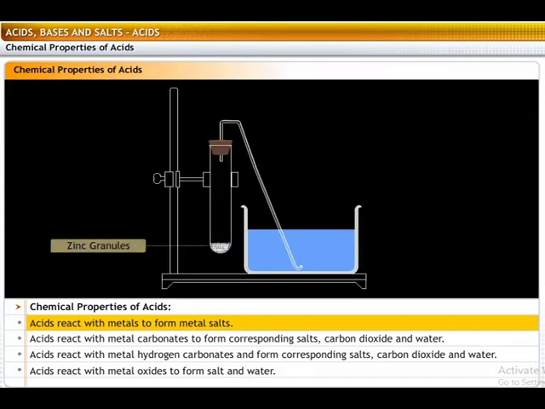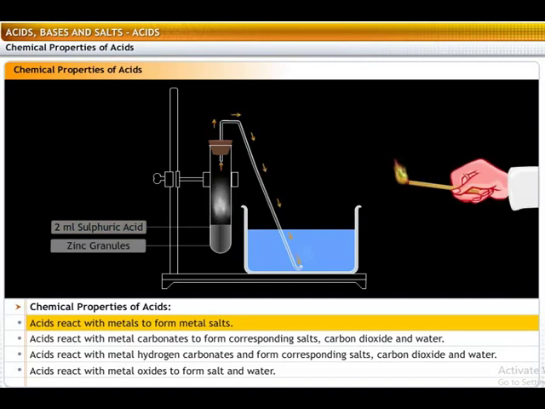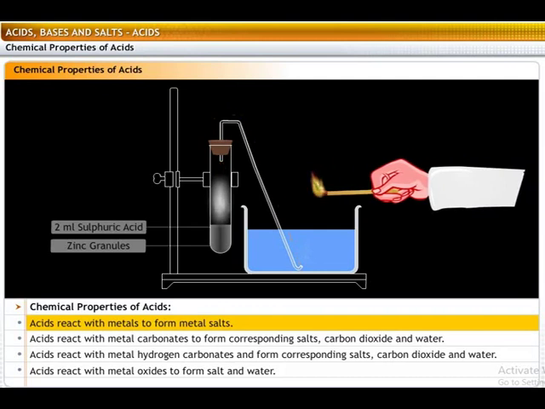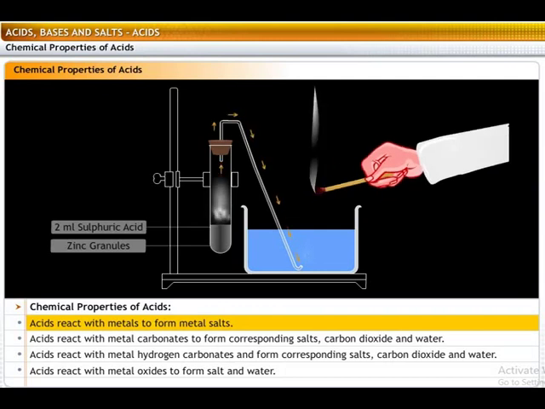Take a few granules of zinc in a test tube. Add 2 ml of sulfuric acid to it. You will find that a gas will be liberated. Bring a burning splinter close to the gas liberated. The splinter burns and a pop sound shows the presence of hydrogen.